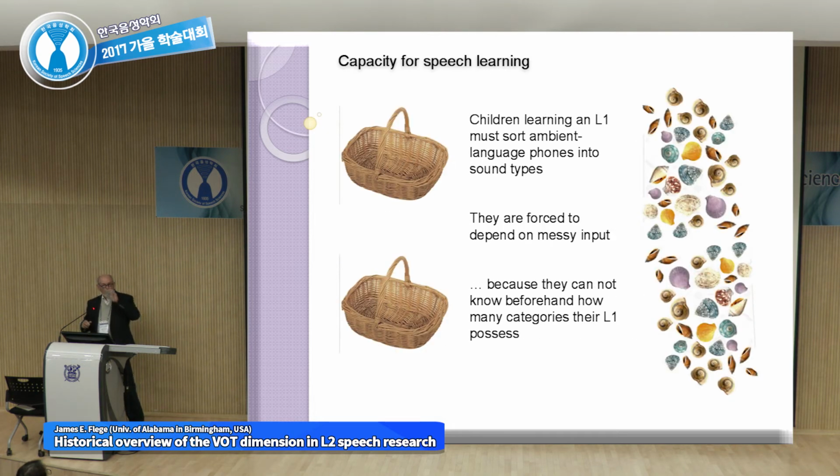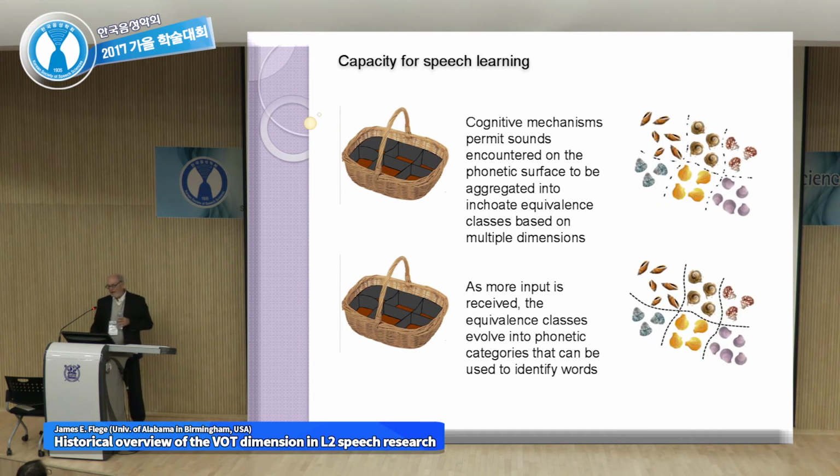Children learning an L1 must sort ambient language phones into sound types. They're forced to depend on messy input. They have no choice because they can't know beforehand how many categories their L1 will have. Cognitive mechanisms permit sounds encountered on the phonetic surface to be aggregated into inchoate equivalence classes based on multiple dimensions. As more input is received, the equivalence classes evolve into phonetic categories that can be used to identify words.